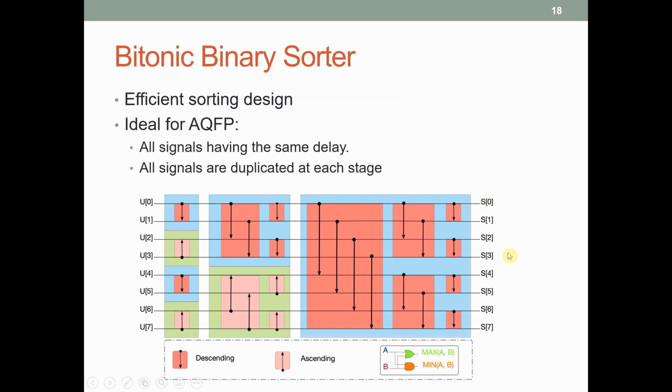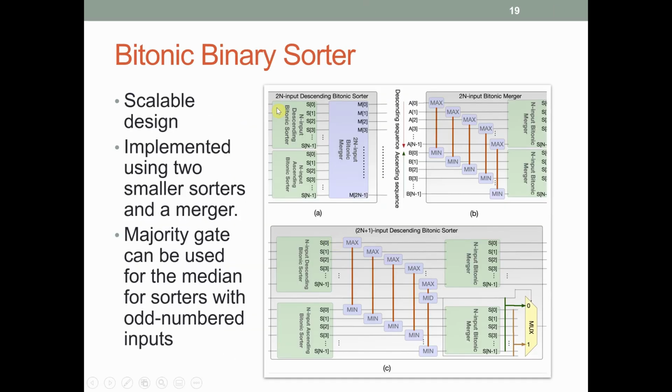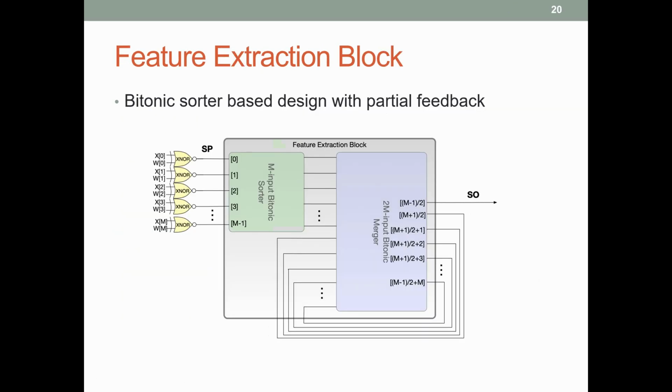So this is the block diagram of the bitonic sorters. Later, we can see how we decompose and implement a bitonic sorter. This is a scalable design in which a larger bitonic sorter can be implemented using two smaller sorters together, and it can be quite efficient for the AQFP technology.